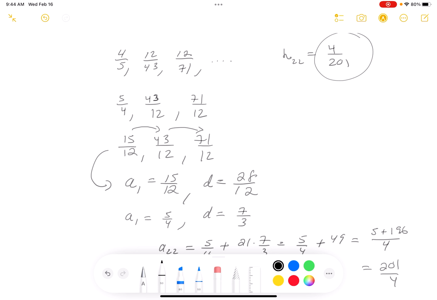Again, my recommendation is look at the answer key. And certainly they have the work down. They've talked about it pretty much the way I've talked about it here. And the final answer is 4 over 201. All right? Thank you.